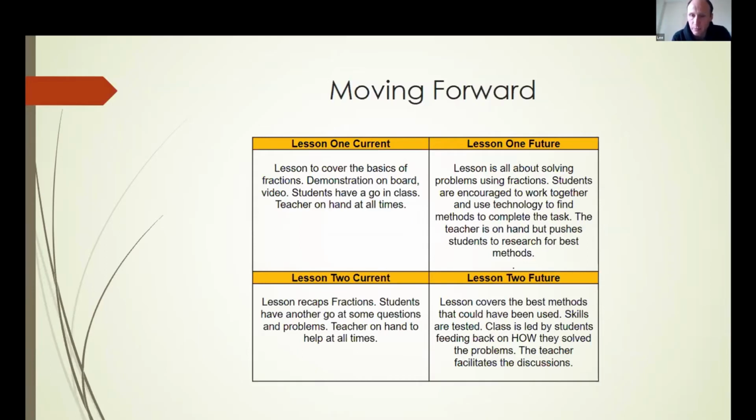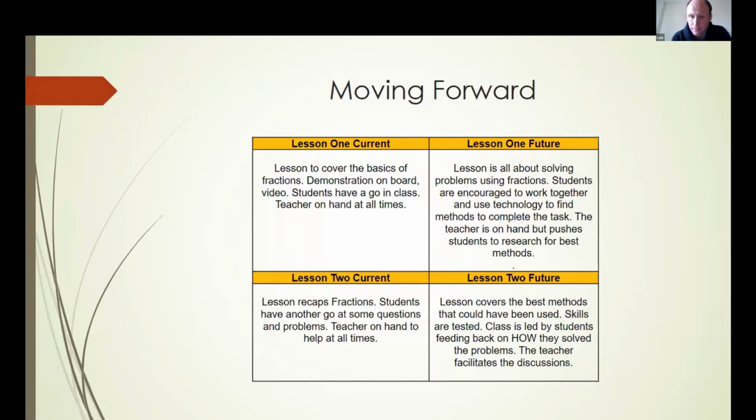So the lesson is about problem solving using fractions, for example. The students are given a problem to solve. They work together and they're allowed to use their mobile phones and technology to find the methods to complete the task. The teacher's on hand, but pushes the students to research for the best methods to complete what they're being asked to complete.